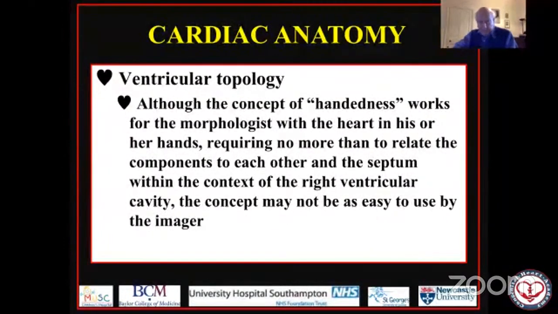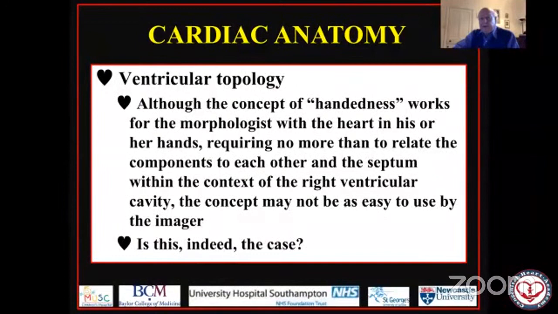So now, although the concept of handedness for the morphologist with the heart in his or her hands requires no more than to relate the components, as I say here, to each other, it is not that easy for the imager. Is this indeed the case?